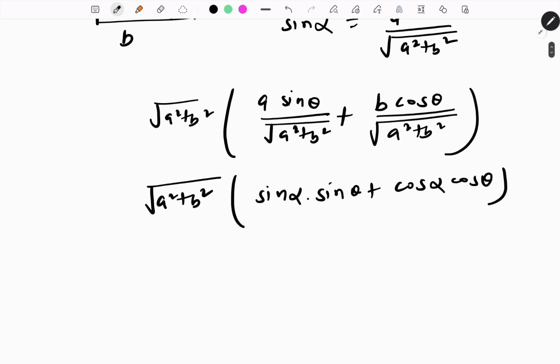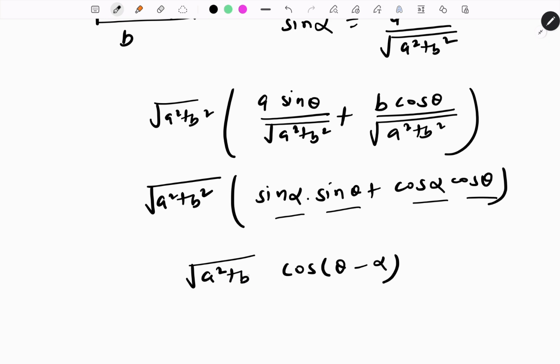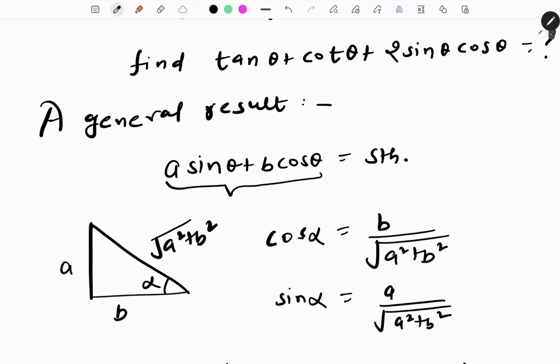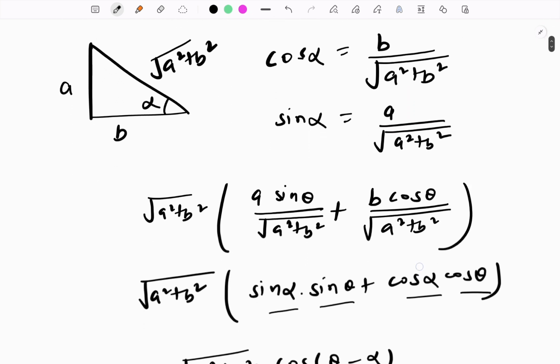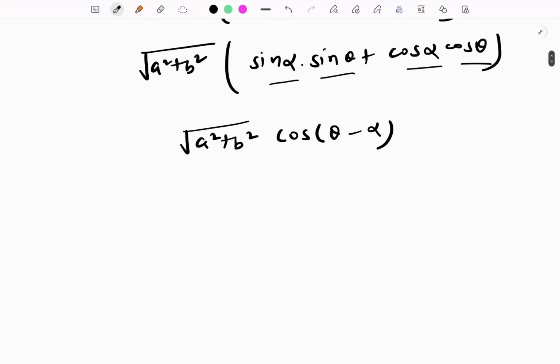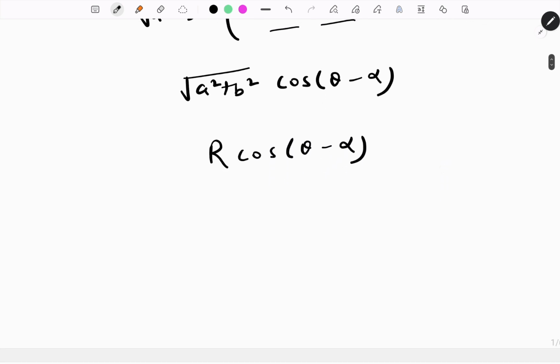Now see, cos a cos b plus sin a sin b, that is cos a minus b. So we have succeeded in converting this expression a sin theta plus b cos theta completely into terms of a single trigonometric function, that is cos. So let's say that this root a square plus b square is r. So we can write this result as result 1.